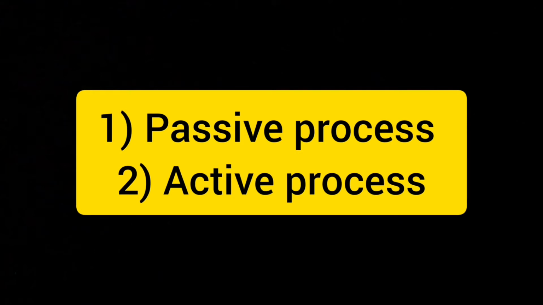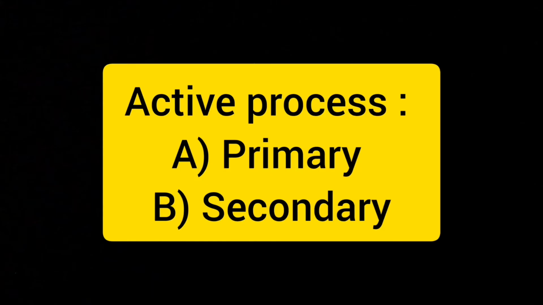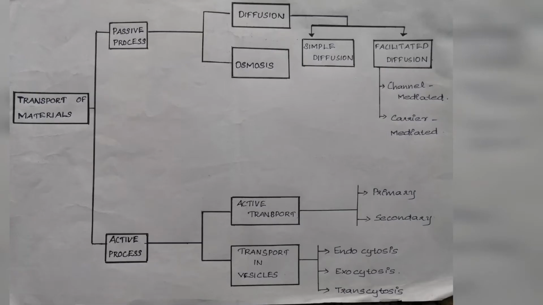Second, the active process. Active process is again of two types, active transport and transport in vesicles. In this, active transport is again classified into two, primary active transport and secondary active transport. Then transport in vesicles includes endocytosis, exocytosis and transcytosis. So these are the types of transport of materials across the cell membrane.